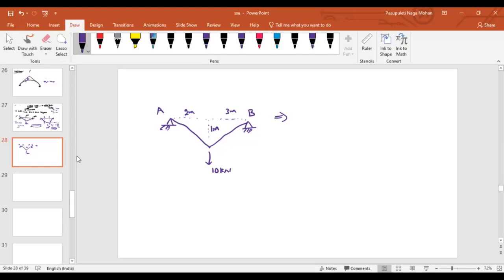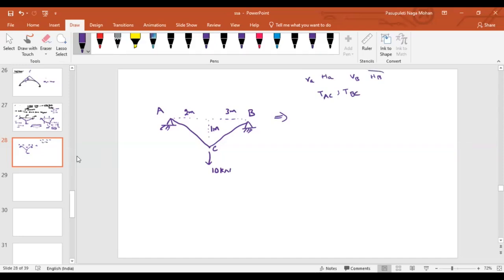How many unknown reactions are there? Reactions at the support: vertical reaction at A, horizontal reaction at A, vertical reaction at B, horizontal reaction at B. And then I can say this is the point C, with tensile force in the member AC, and also tensile force in the member BC.